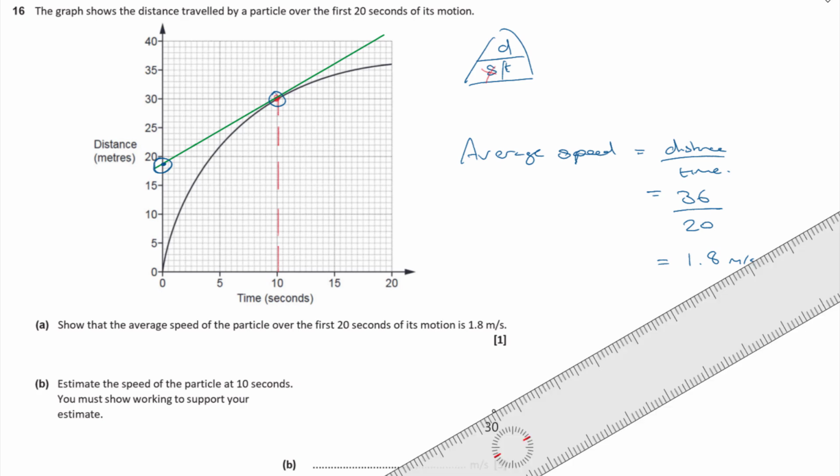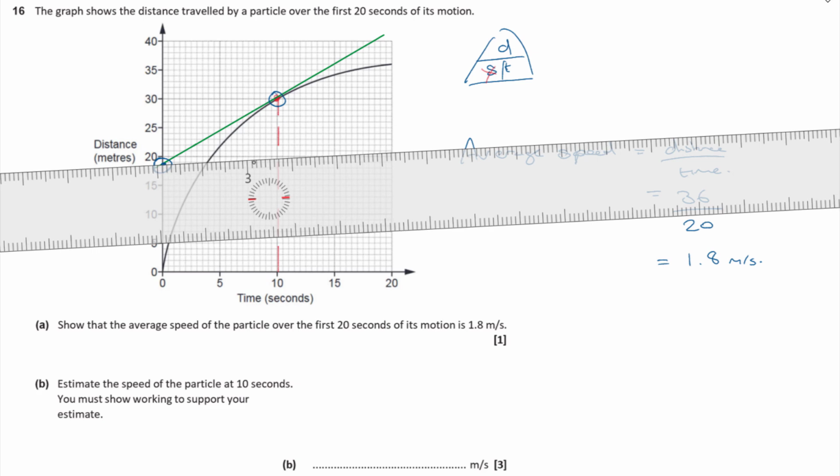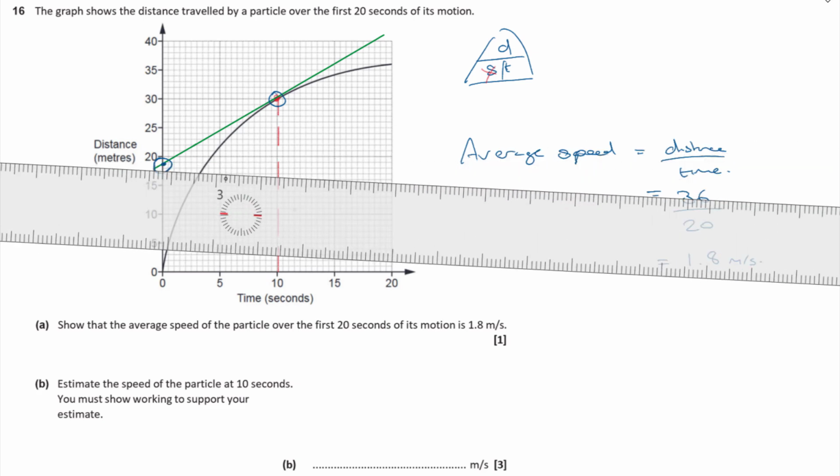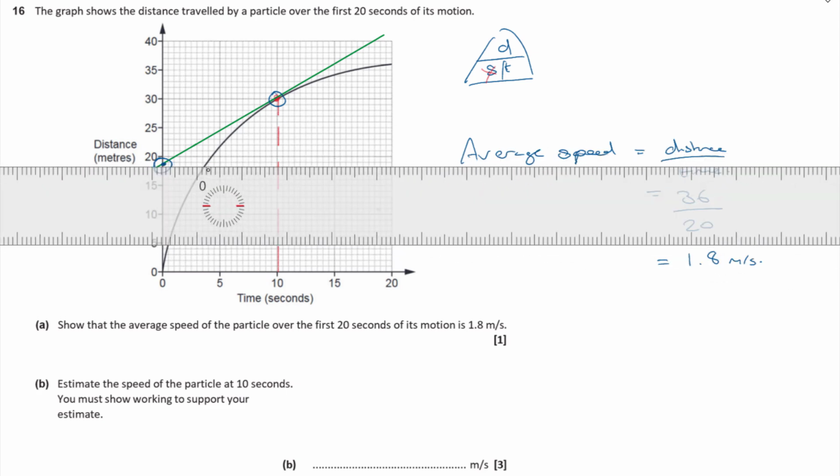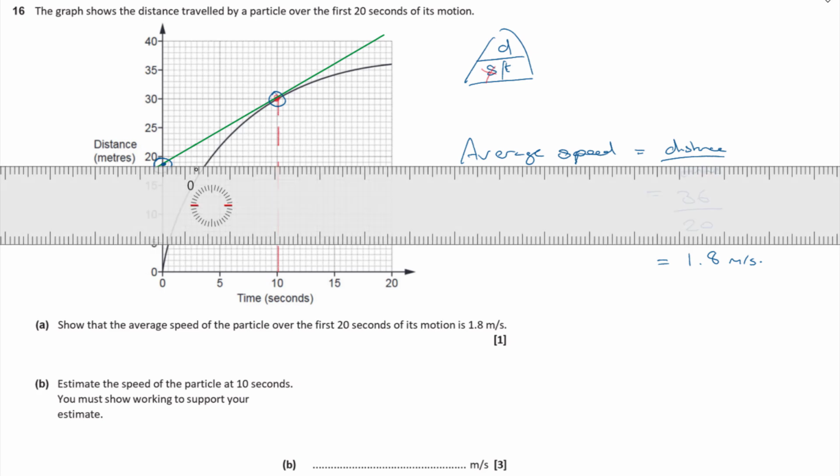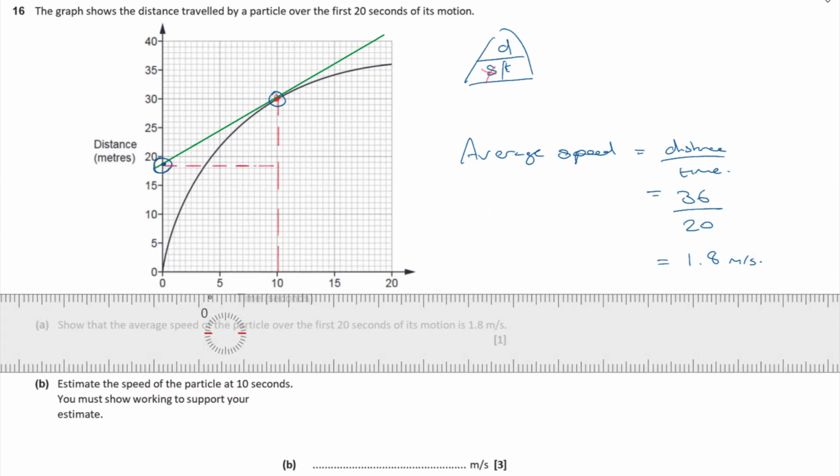Okay, so how far is it from there to there? I'll make a little triangle here. So that distance, look, that one's easy to work out because it's just 10. That's the time that we took. So that distance is 10, and then the change in y, it goes from 30 to 18, so that's 12 in that direction, isn't it?